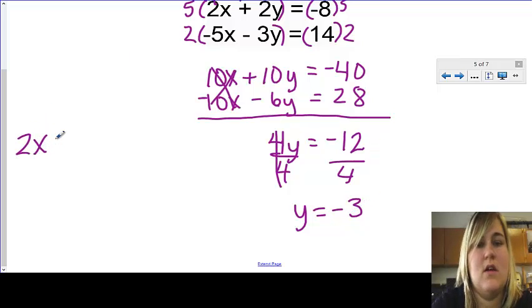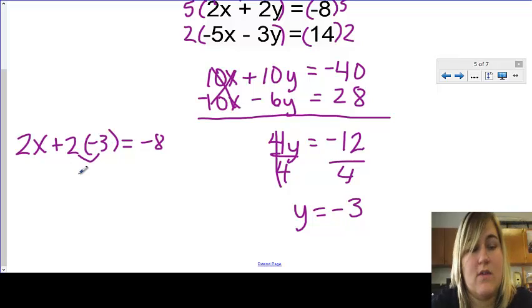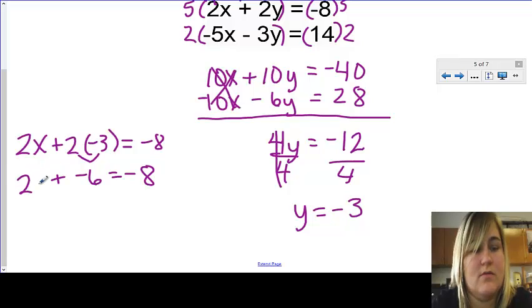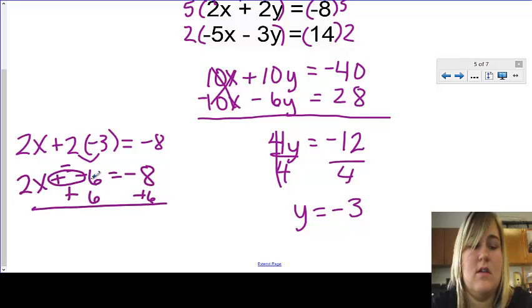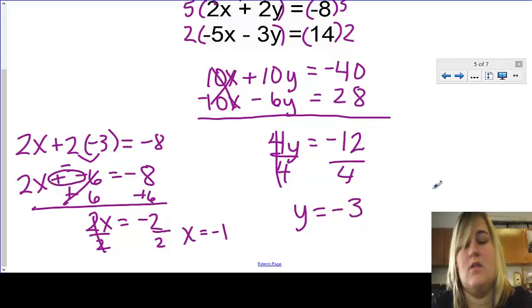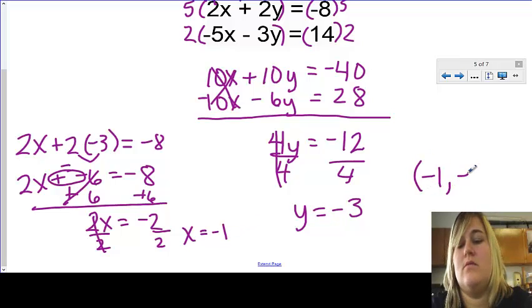So I have 2x plus 2, instead of y I'm going to put negative 3, equals negative 8. So 2 times negative 3 gives me negative 6. Bring everything else straight down. Opposite signs gives me a negative, so I'm going to add 6 to both sides. So I have that 2x is equal to negative 2, divide by 2 on both sides, and that gives me that x is equal to negative 1. So my solution is (-1, -3).